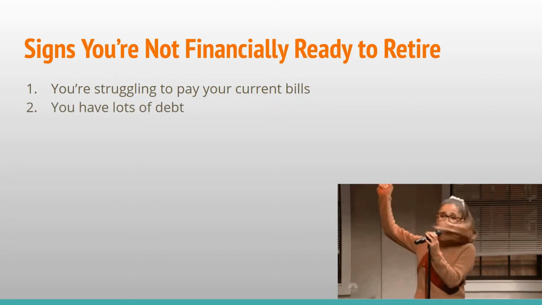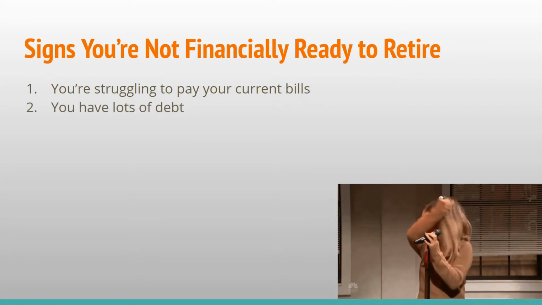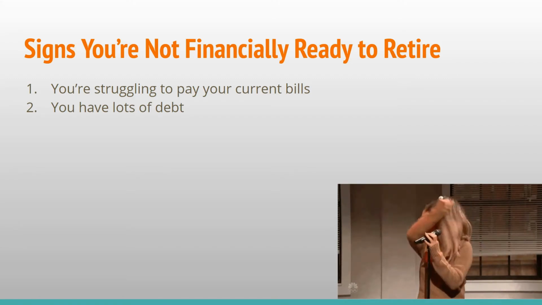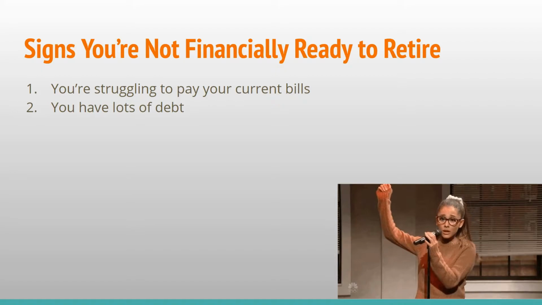And then number 2, you have lots of debt. Of course, we do have good debts. Those are, for example, when you buy an apartment complex. For example lang 'to, hypothetical lang.